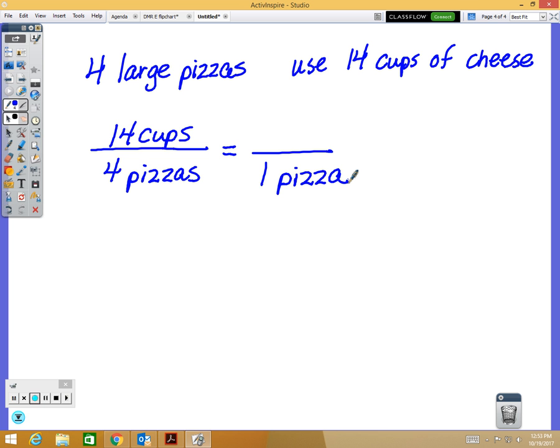Do you think it's okay if you end up with a decimal answer? Yes, absolutely. And that's another reason I want you to use your calculators. Okay? So what would you put into your calculator? 14 divided by 4. 14 divided by 4 is what? 3.5. And it's 3.5 what? Cups. You're welcome to put cups of cheese, but as long as you have cups, you're good. Okay, so that means that every pizza we would make, we would measure out 3.5 cups of cheese.